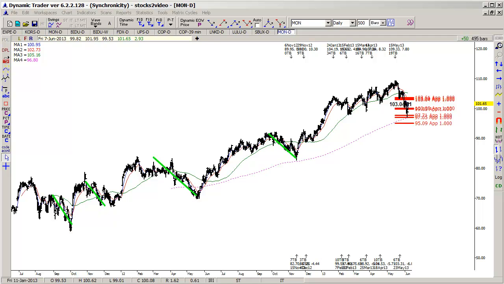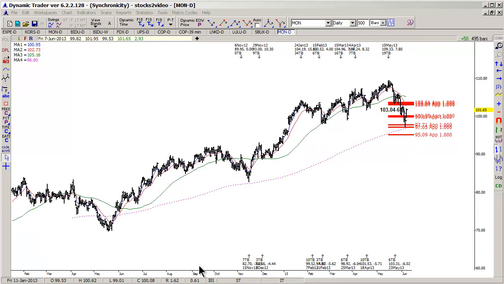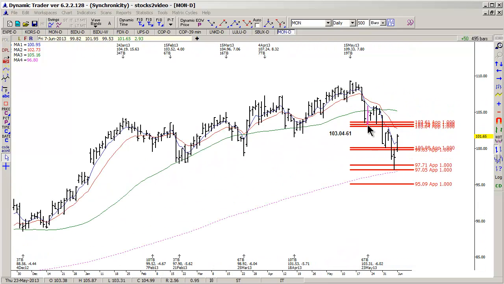Okay, so one of the things I want to show you is that, first of all, if you took a trade off of this area, you would have been stopped out, either with a trailing stop or when it took out this prior swing low. Now, that's going to happen.